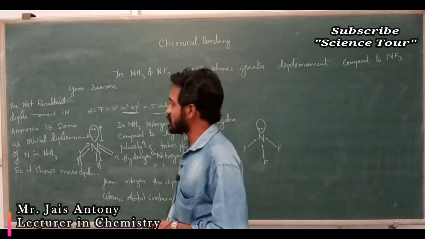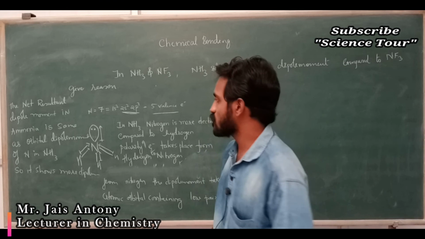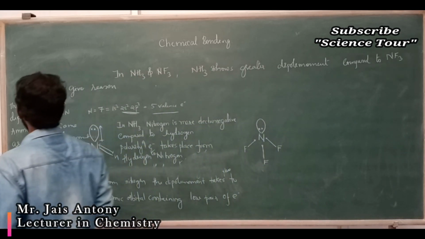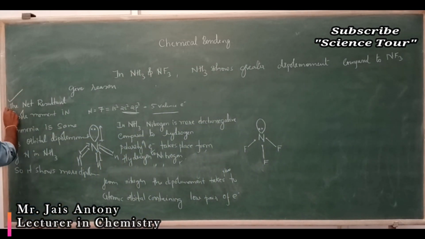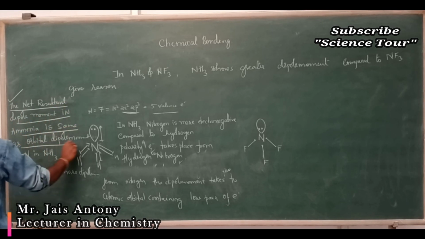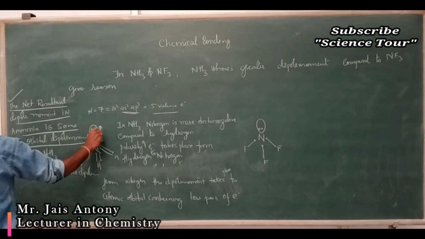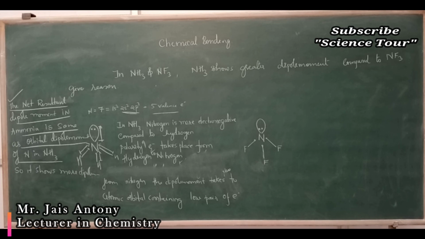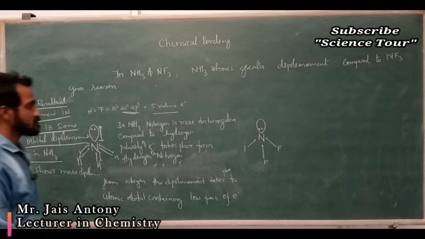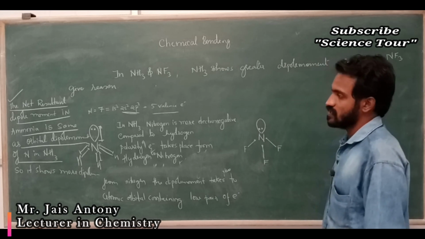The net resultant dipole moment in ammonia is the same as the orbital dipole moment of nitrogen in ammonia. My dear students, this sentence is important. This is called the orbital dipole moment. Understood? So the resultant dipole moment is more in ammonia. Okay, we will discuss NF3.